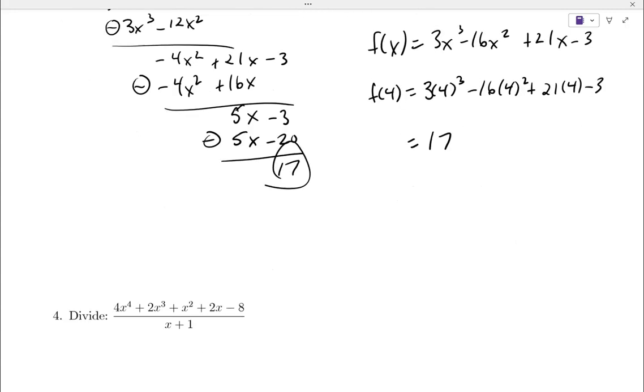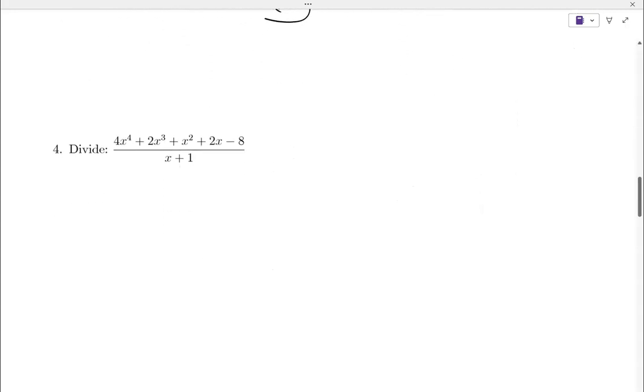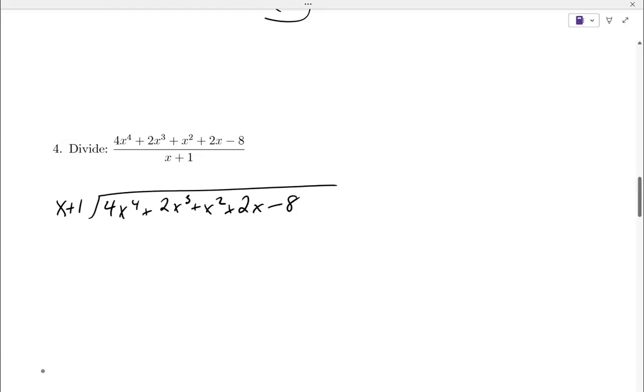See if I can get the screen to come back up again. Do the same thing with this one. It's a little bit longer, but it's all right. We can go through it. All right, so we're going to put the x plus 1 into the 4x to the 4th plus 2x cubed plus x squared plus 2x minus 8. What's first?